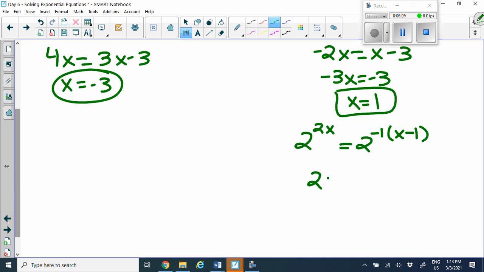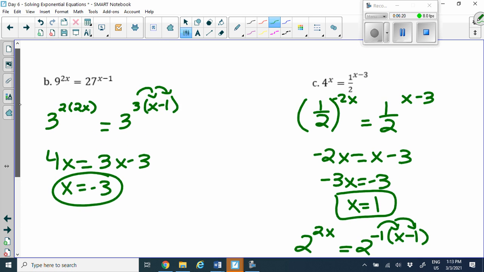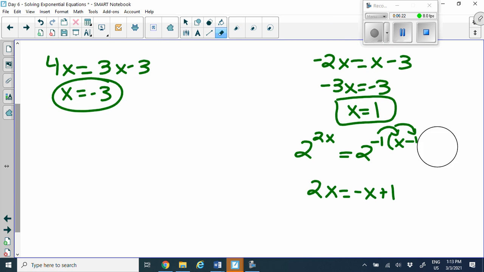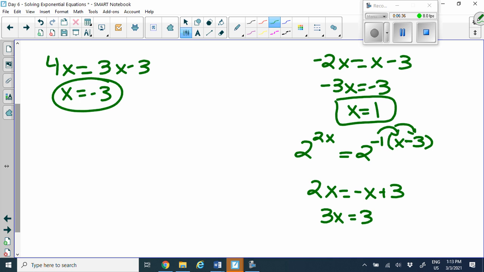So I'm going to set these equal to each other, so I have negative x plus 1. I'm going to add here, make sure, there we go. So then from here, I think that should be x minus 3. Make sure you also write it correctly. Minus 3. There we go. Okay, so we have plus 3. Now I add x to the other side. I get 3x equals 3. Divide both sides by 3, so I get x equals 1. Notice I get the same exact answer, okay?